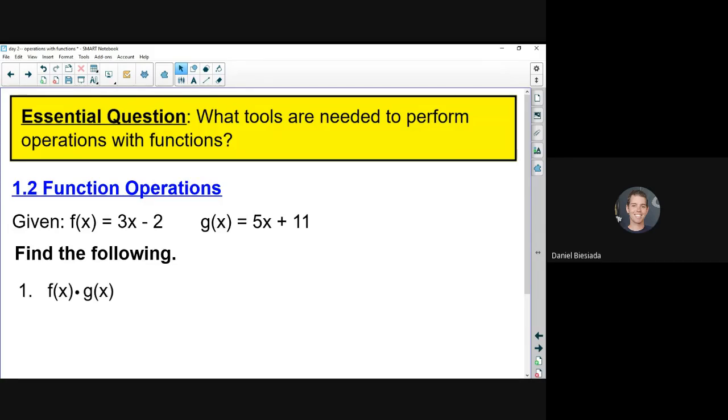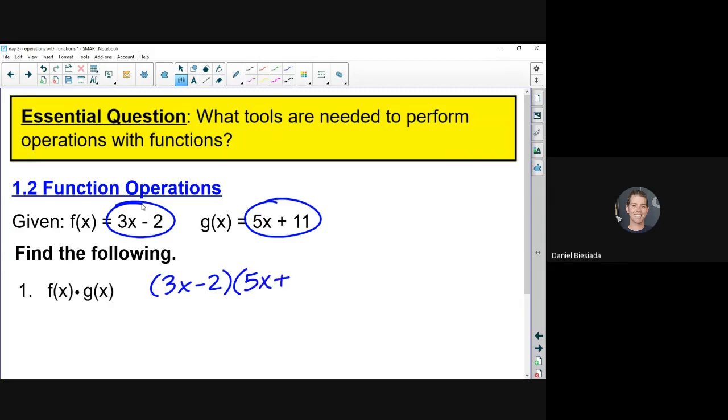Now, the first thing that I always like to be aware of with multiplying is that I like to put both functions in parentheses when I'm doing this. So I'm going to jump right in with the first question here, which asks me to multiply f of x times g of x. Remember that little dot represents multiplication. And I'll take these two functions, we'll recall them from the last video, 3x minus 2 and 5x plus 11. And I'll put them side by side with parentheses.